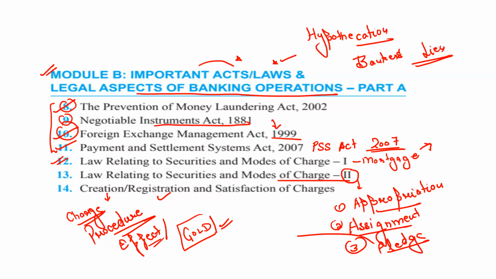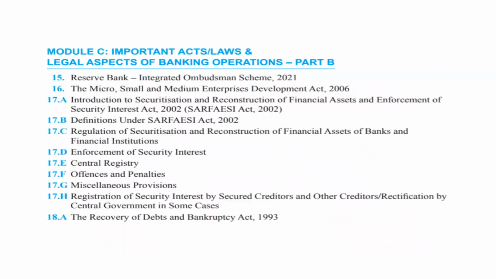Now move to the next one, that is module C. First of all, under that, chapter number 15, regarding the Integrated Ombudsman Scheme. That is totally updated, as per the latest guideline. We have to discuss the proper procedure: within how many days do we have to appeal, and what is the appellate authority under this scheme? All these things come under that.